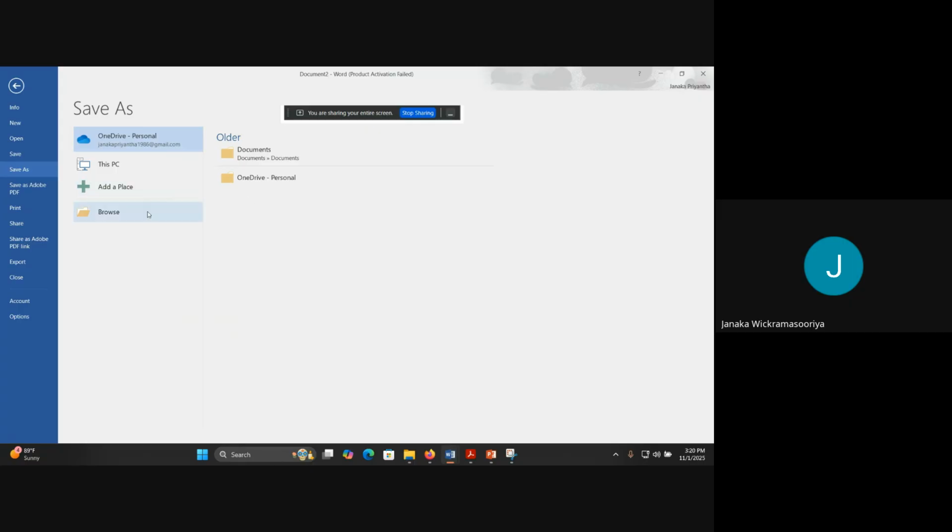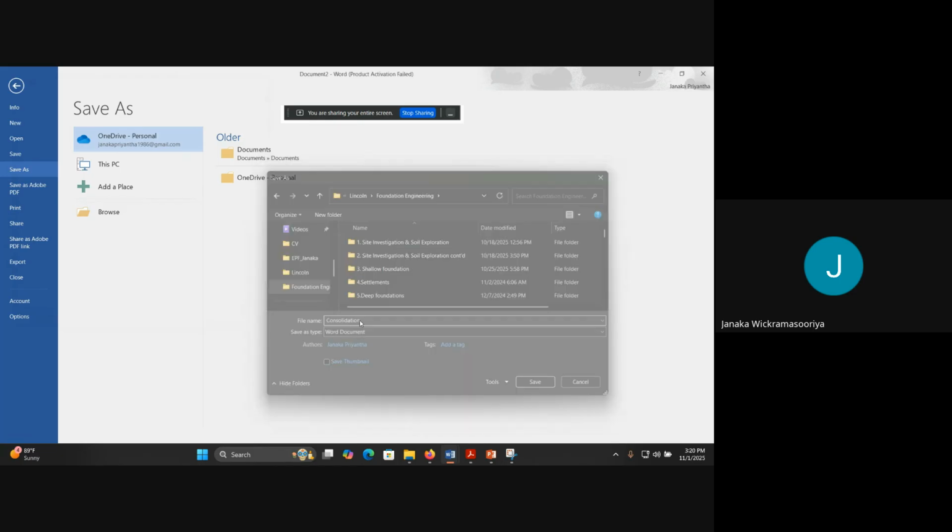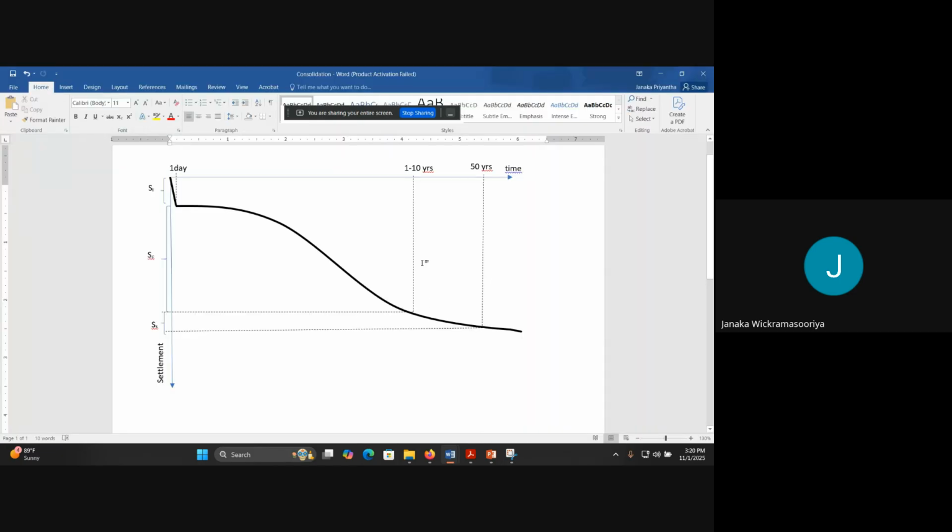Yes. Oh, shall we save it? Lincoln Foundation Engineering Consolidation. Right. Please draw it. That is not linear, right? The settlements are not linear.